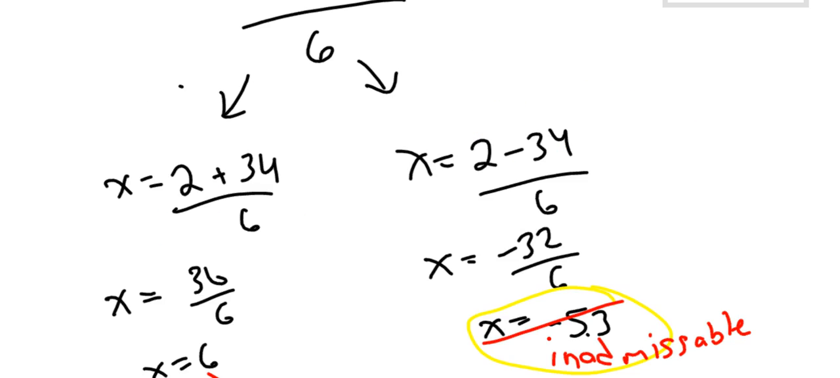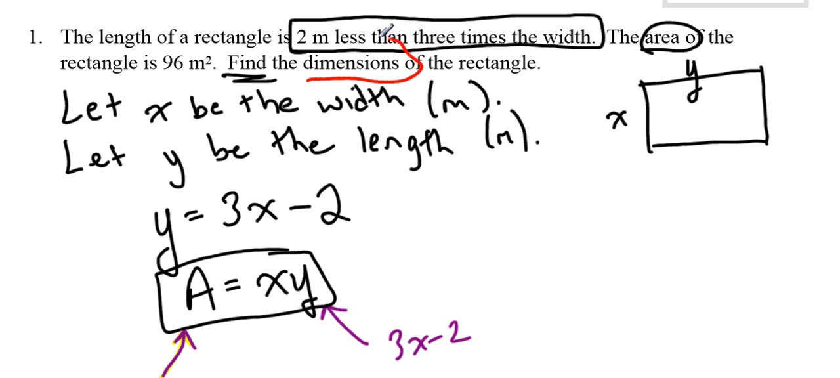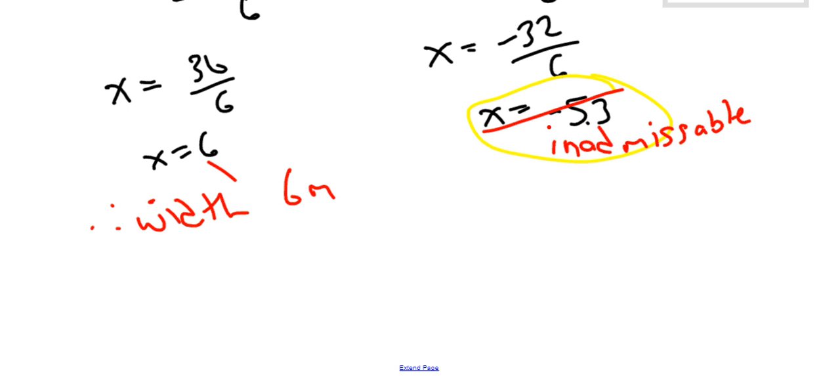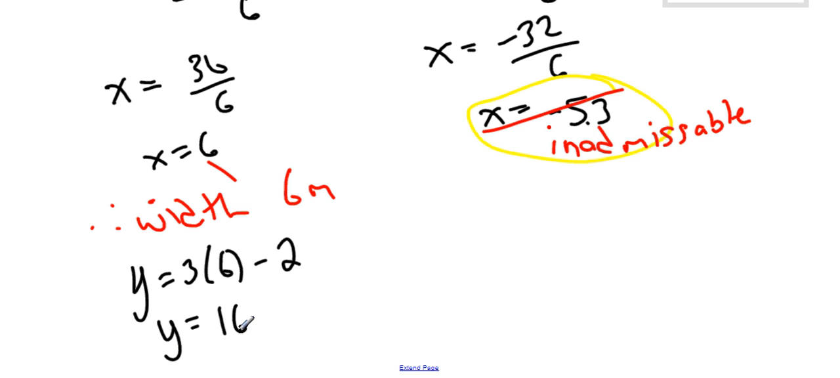So what's the length? Remember, we needed to find the dimensions, and that means width and length. So we're going to use this equation, again, the relationship equation that tells us how to find y if we know what x is. So we know that x is 6, so we can use this equation and find that y is 16.